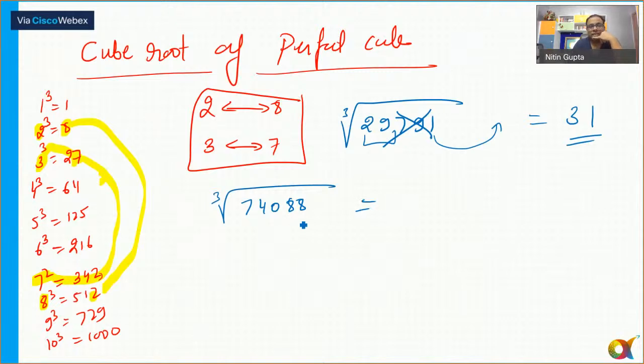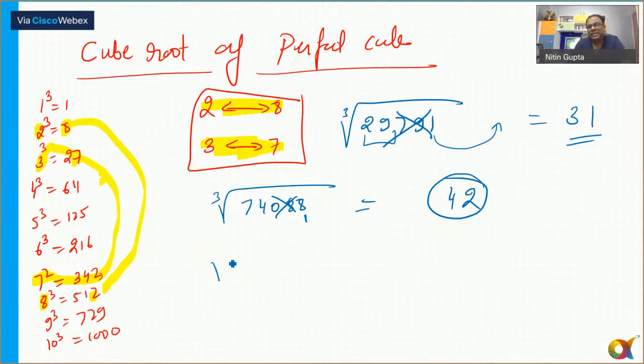Now if it is 8, take its complement, that is 2. I told you, like for 2837 you need to be careful. So replace 8 by 2, neglect the next two numbers. Now we are left with 74. Check 74. 74 is between 64 and 125. It is between 4 cube and 5 cube. So if it is between 4 cube and 5 cube, my answer is between 40 and 50. So the answer is 42. That's it.